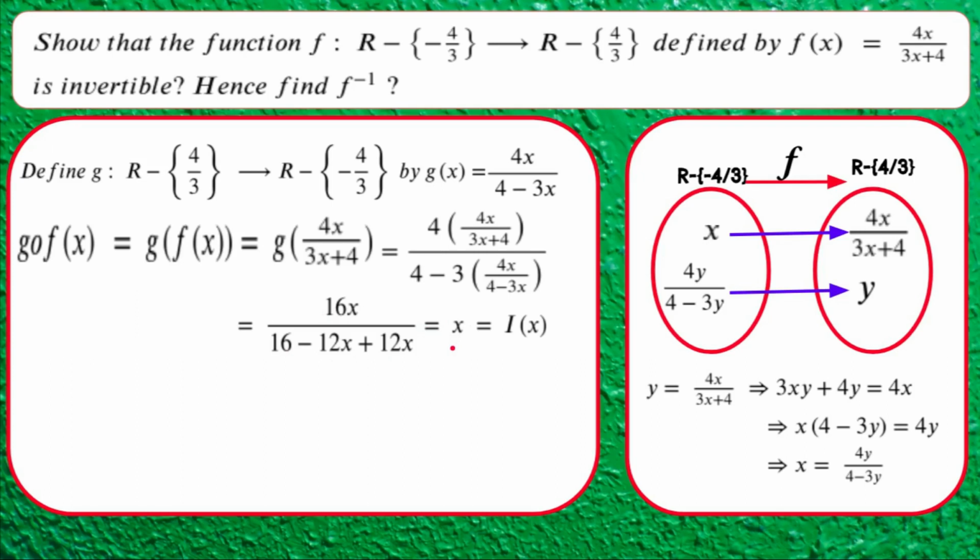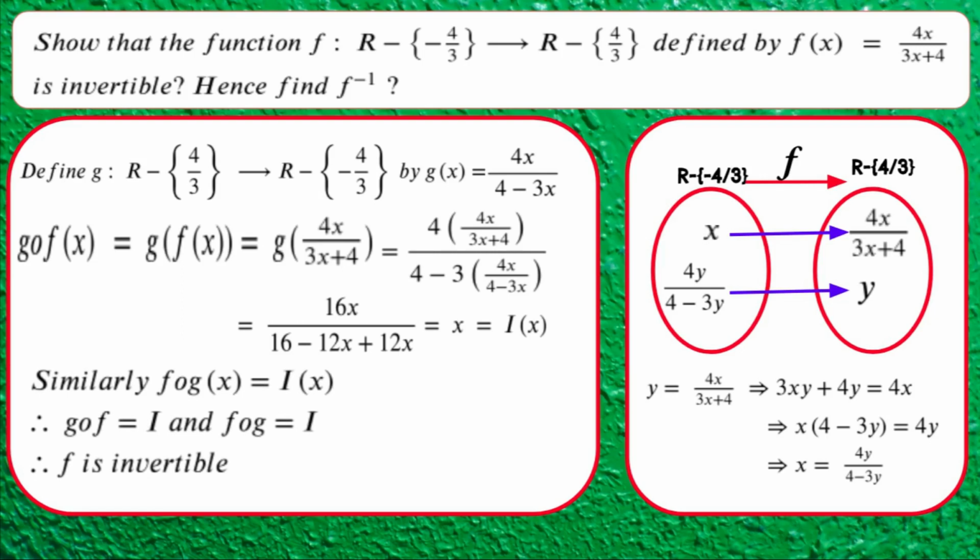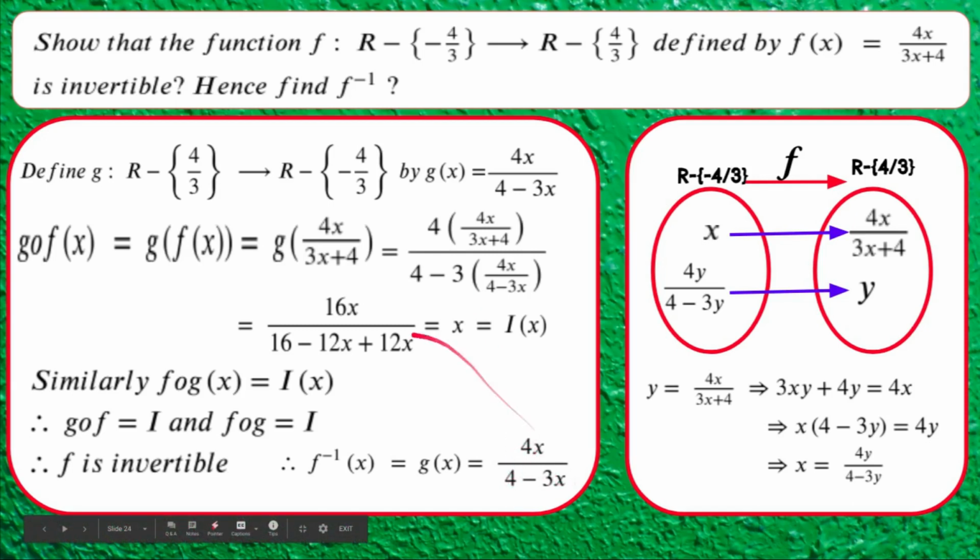Okay, similarly you check f composition g of x, and that will also be the identity function. So g composition f equals the identity function and f composition g is also the identity function. Then by definition f is invertible. So f inverse of x equals g of x, and g of x is 4x by 4 minus 3x. We need the composition only to prove invertibility. If the question only asks to find the inverse, this much is enough.